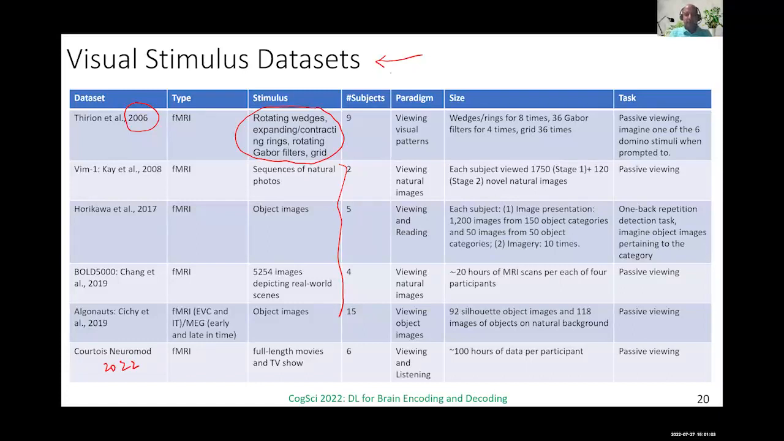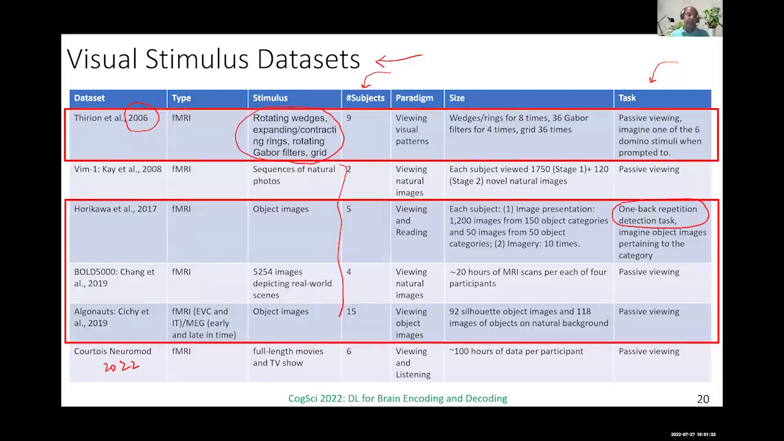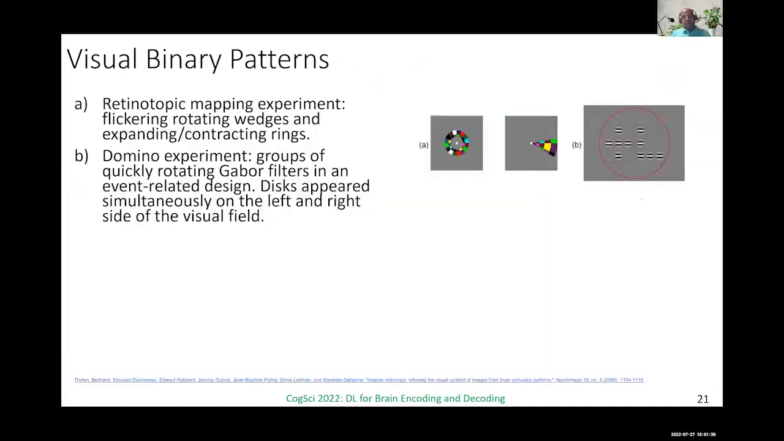Again, as you see, subjects number around tens, a few tens maybe. As for the paradigm, they're all viewing things, and sizes vary: different sizes, different times, different number of times the same stimuli was shown to people, different number of experiments, and so on. Tasks are majorly passive viewing, but there are other interesting tasks like one-back repetition detection, as we'll see in the next few slides. In the next few slides, I'll double click on a few of these data sets as highlighted here. The first data set was by Therian et al., way back in 2006.